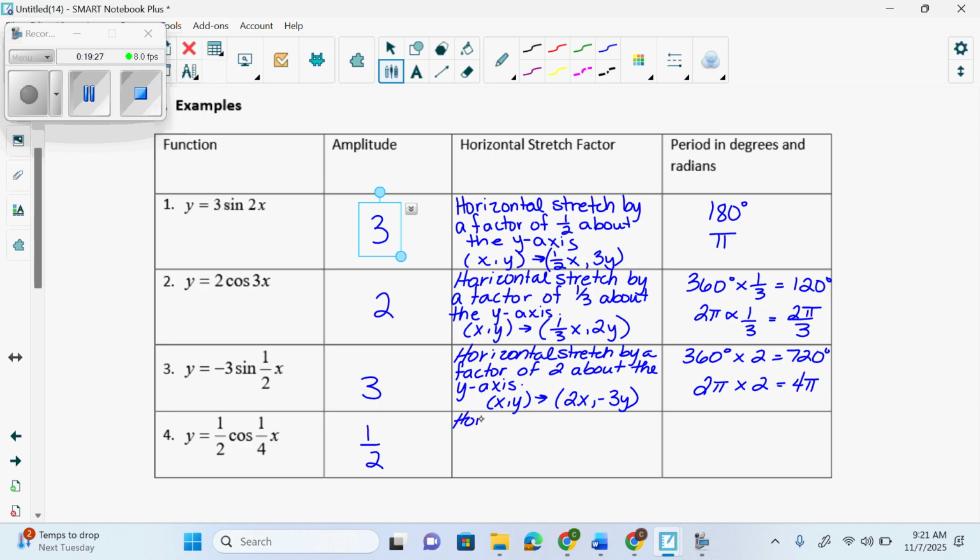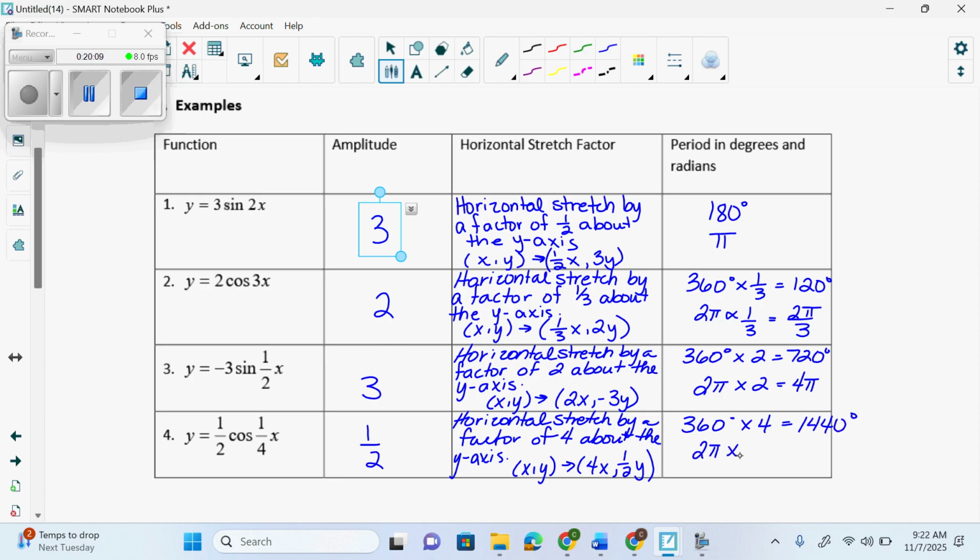This one has a horizontal stretch by a factor of what? 4 about the y-axis. My mapping is x, y becomes 4x, comma 1/2 y. Okay, the table's talking a lot today. So we get 360 degrees times 4, which is 1440, or 2 pi times 4, which is 8 pi.